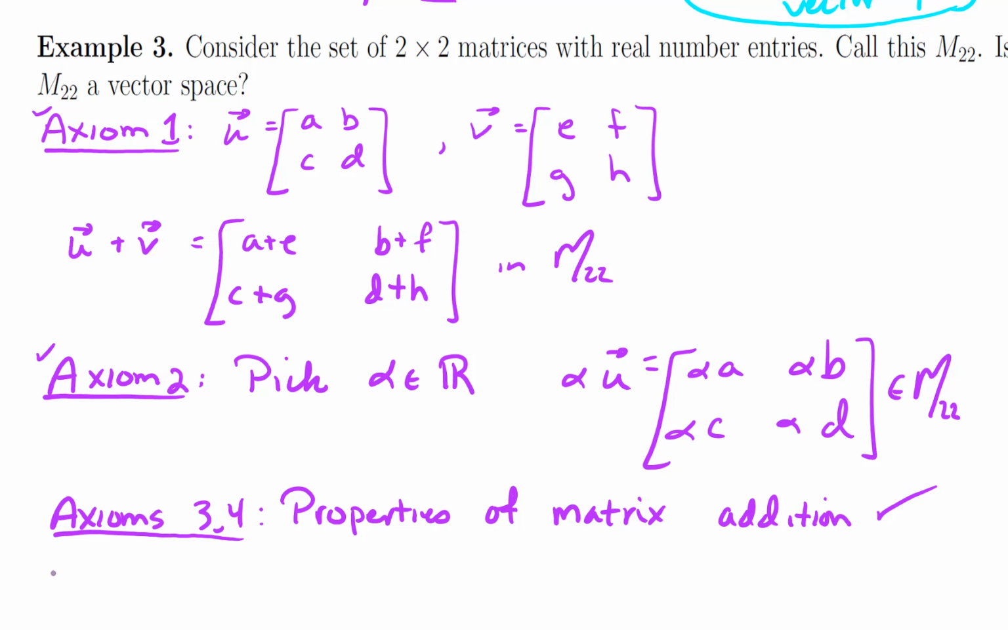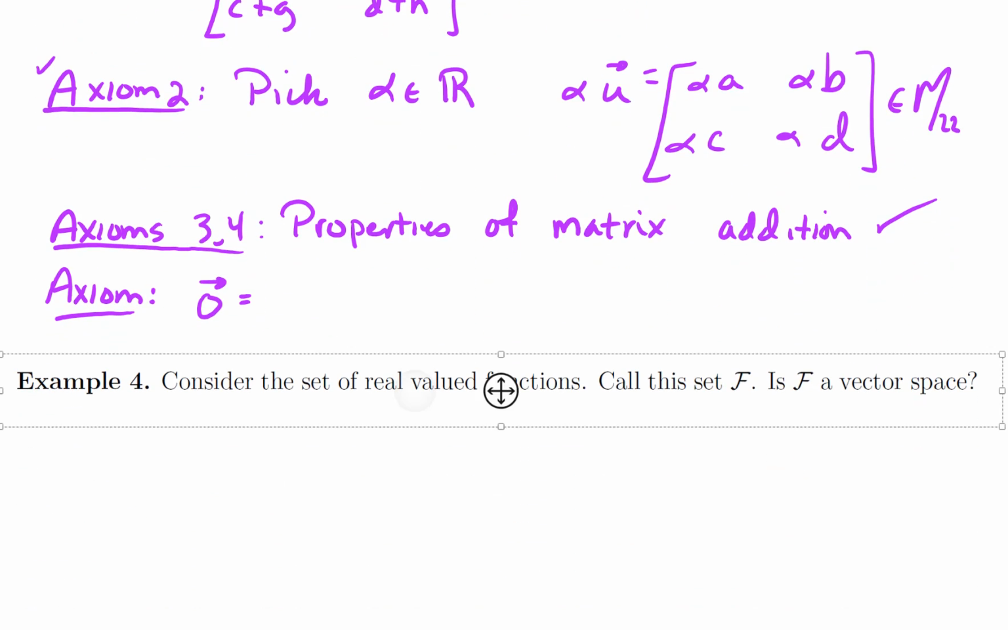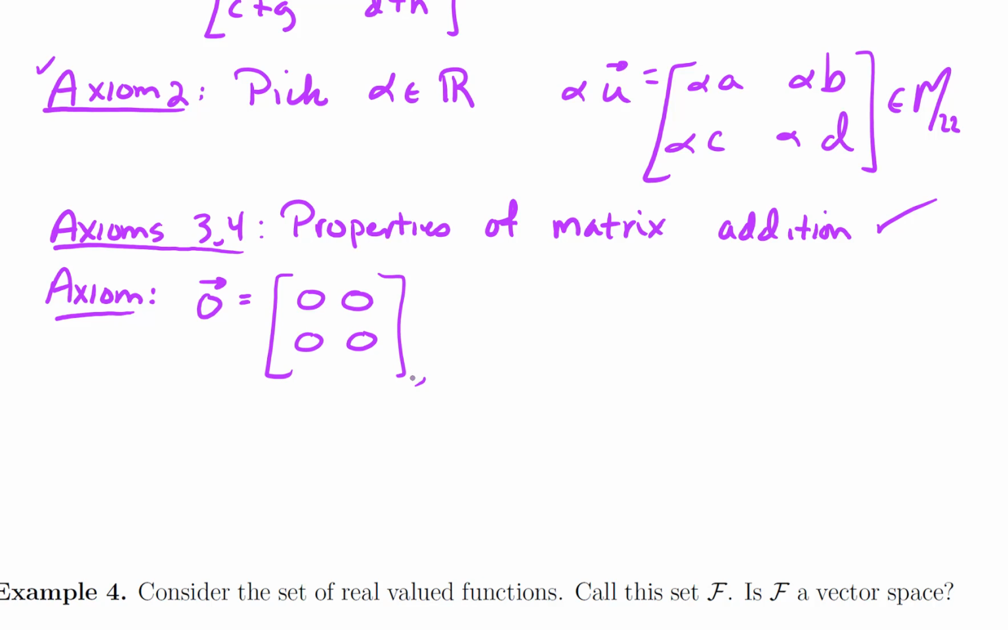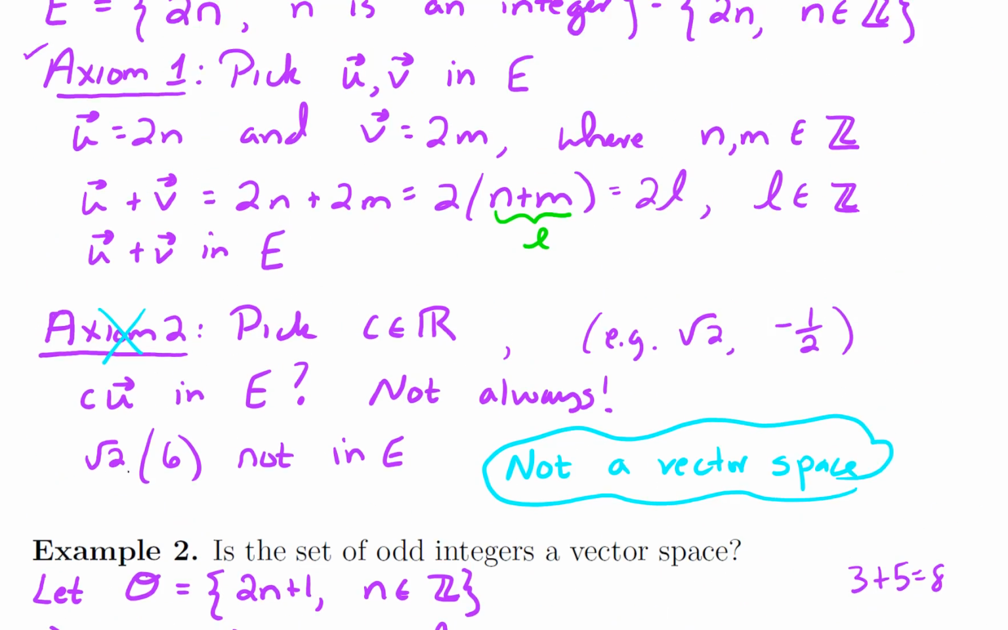Axiom 5 asks us, is there a zero vector in the set of 2 by 2 matrices? And certainly there is. Let me make a little bit more space for us here. We could certainly call that vector the 2 by 2 zero matrix. And that has the properties that we see, right? U plus 0 equals 0 plus U, which equals U. So that axiom number 5 holds. So far we're doing well. We've verified all our axioms. And scroll back up. We've got a couple more to look at.